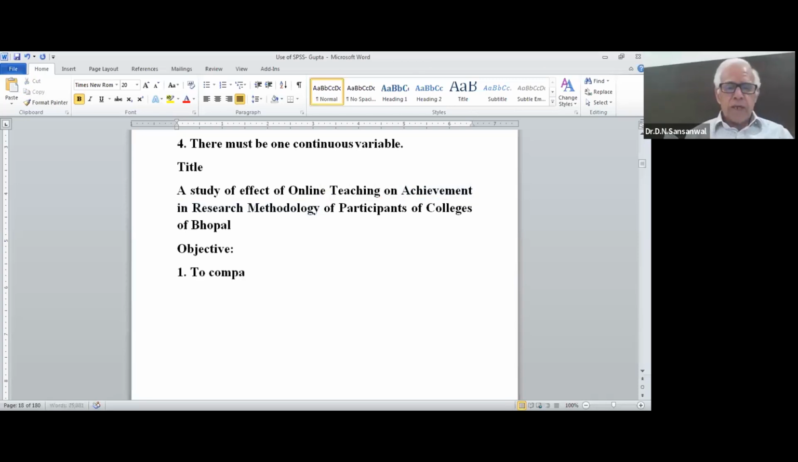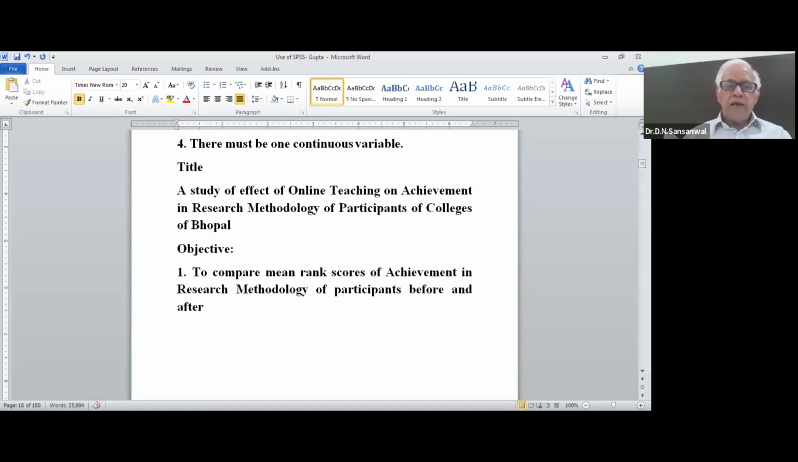Here the objective: to compare mean rank scores of achievement in the research methodology of participants before and after online teaching.